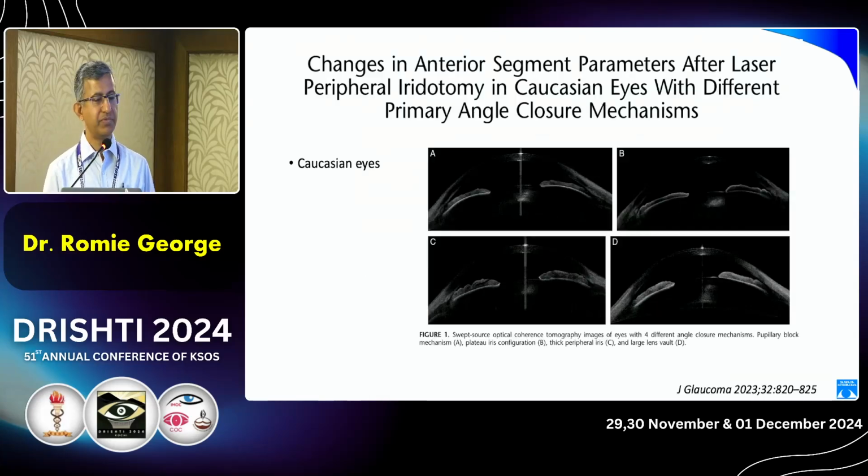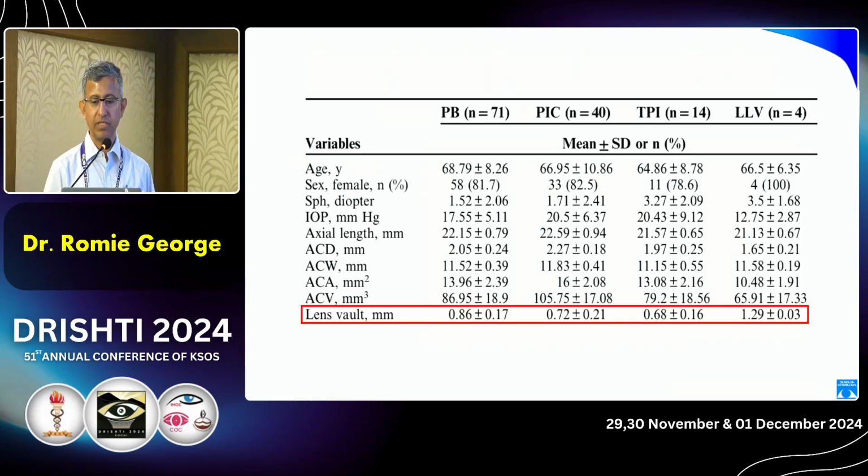There's a third paper which looked at what happens to these parameters once you finish the YAG laser iridotomy. So these two studies that I showed you are untreated eyes. Once you treat, what happened? They again divided them into these 4 categories. And what they found was that just 4 out of the 118 eyes, or 3% of the eyes, were actually lens vault. The rest fit more into the other mechanisms.